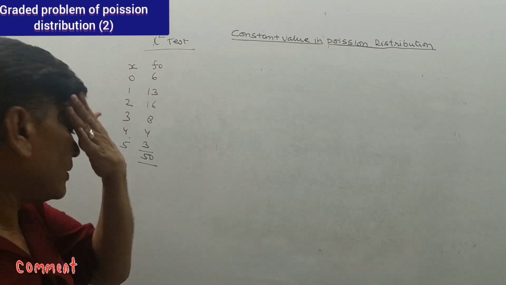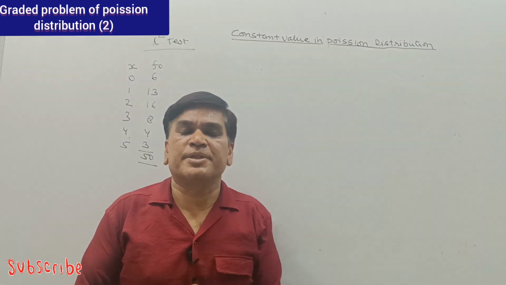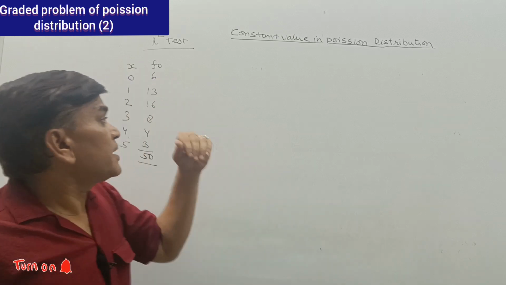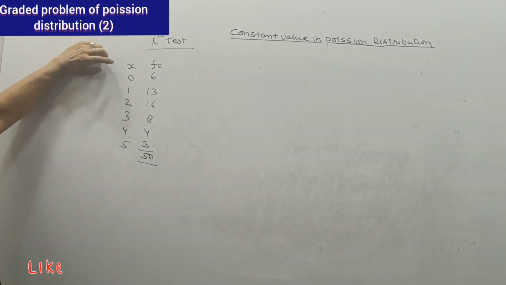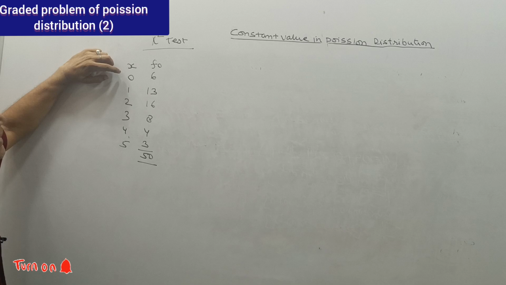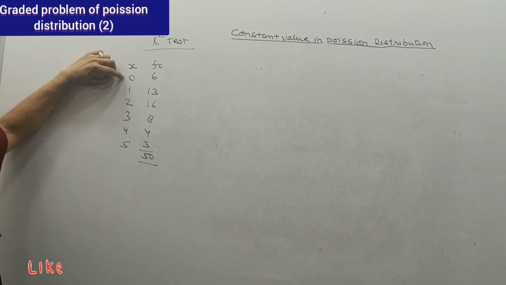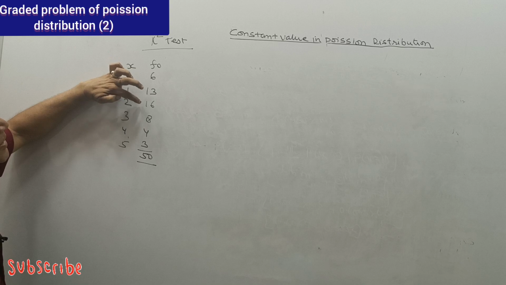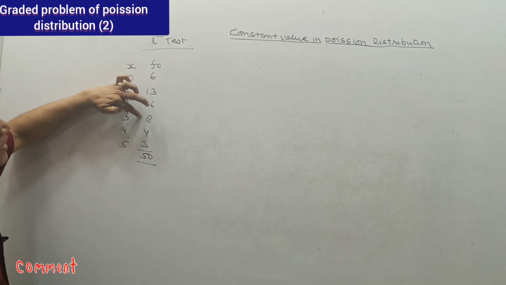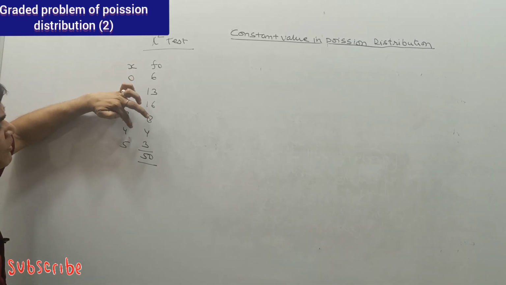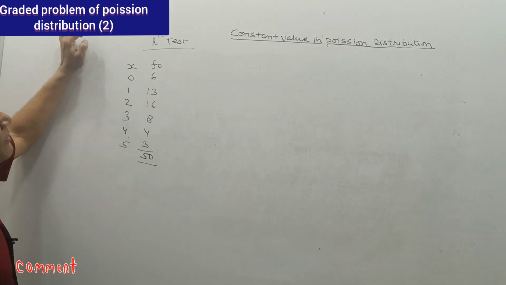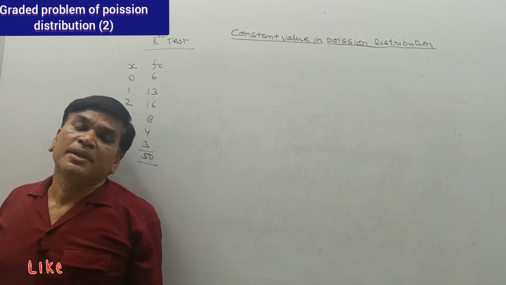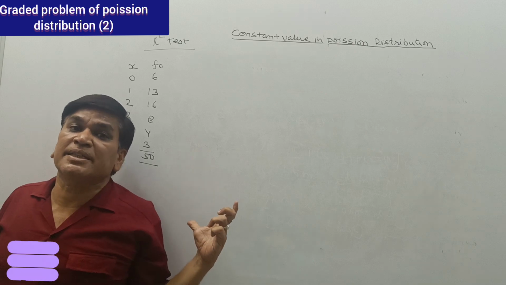One more question related to the Poisson distribution. In a factory, it is observed that among 100, 6 have 0 defective, 13 have 1 defective, 16 have 2 defective, 8 have 3 defective, 4 have 4 defective and 5 have 3 defective. With the help of the Poisson distribution, calculate whether this data is correct or not.